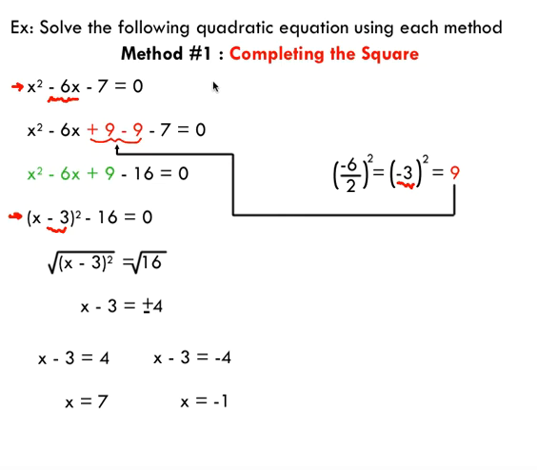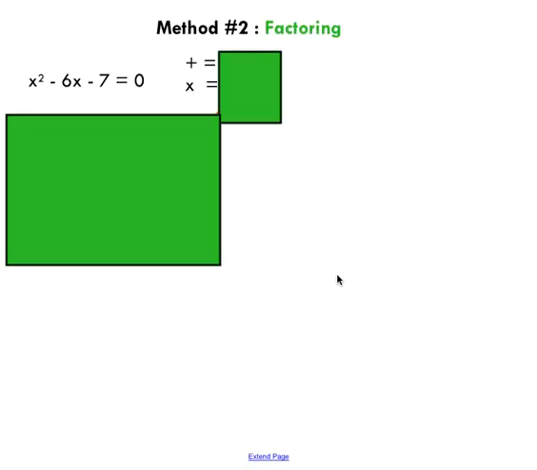Okay, so that's completing the square. I completed the square and then I solved for x to get my 2 x-intercepts. If you don't like completing the square, this is not going to be a fun method for you, which brings me to the second method, which is a little less painful. Same quadratic here, but I'm going to solve this thing by factoring.